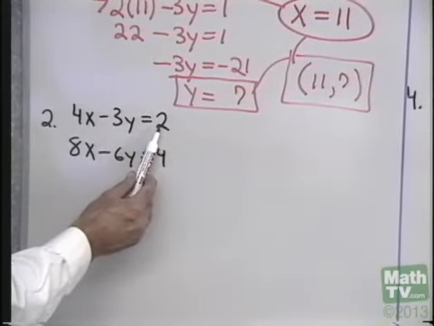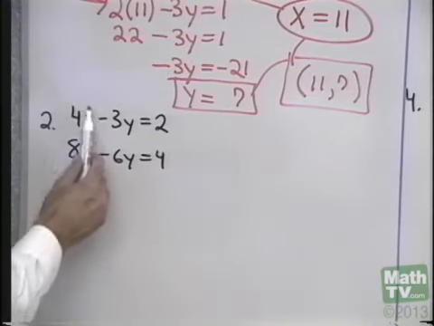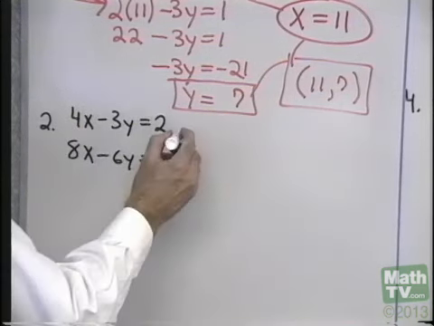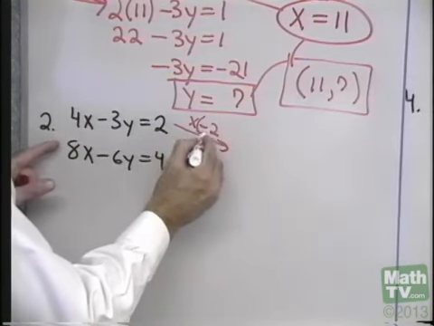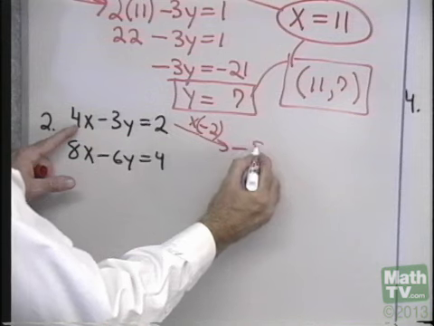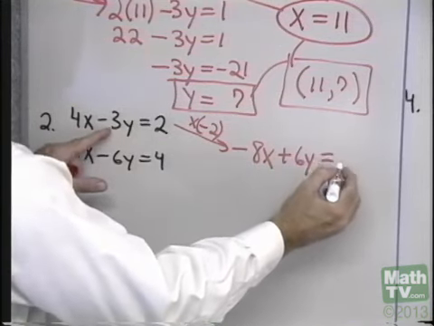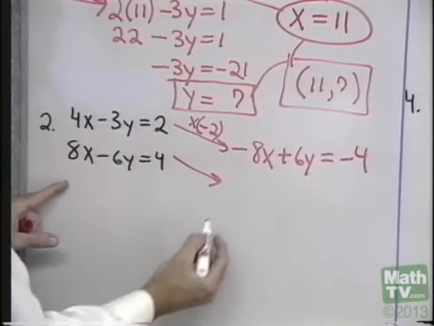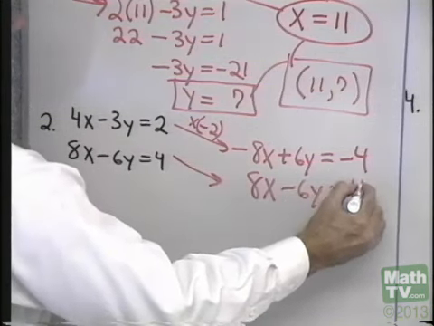4x minus 3y is equal to 2. 8x minus 6y is equal to 4. Let's eliminate x from this system, and I can do that very simply by multiplying this top equation by negative 2 and adding it to the bottom equation. So this I'll multiply by negative 2. So that means times negative 2. So I have negative 8x plus 6y equals negative 4. The bottom equation, I'll just have no change in it. So it's 8x minus 6y is equal to 4.